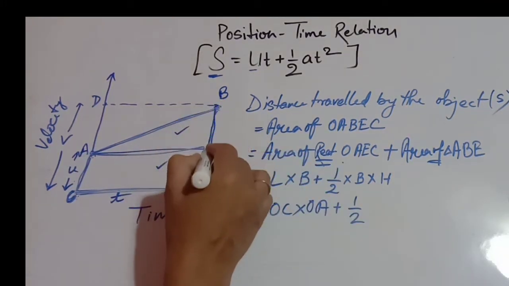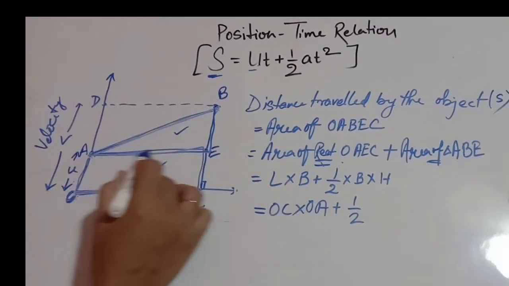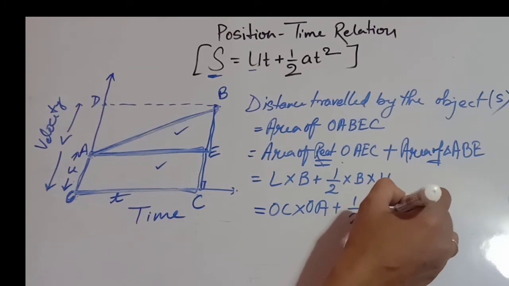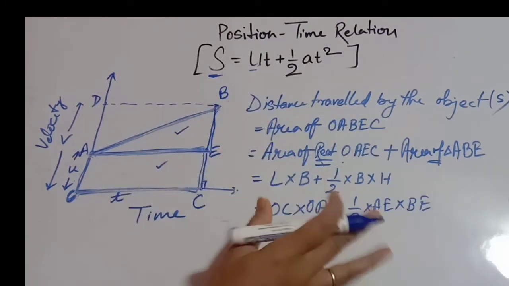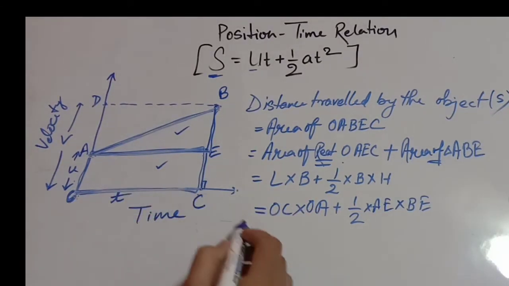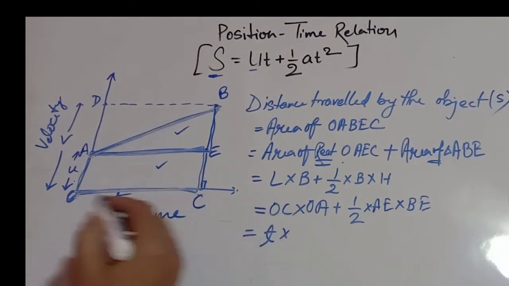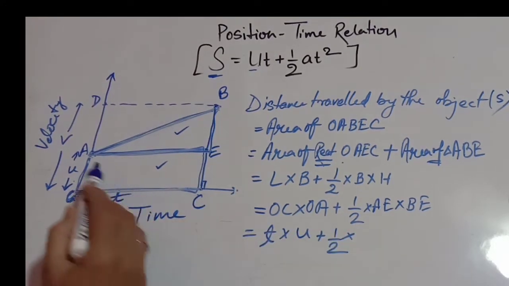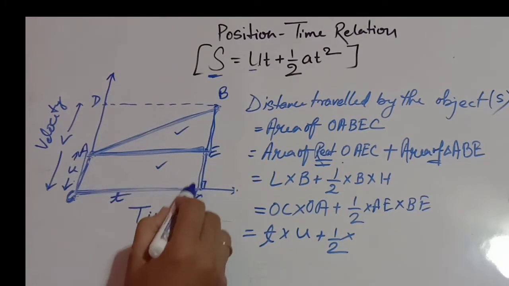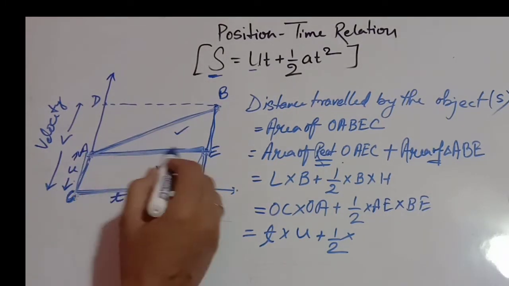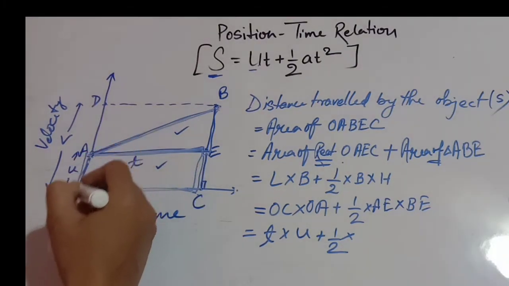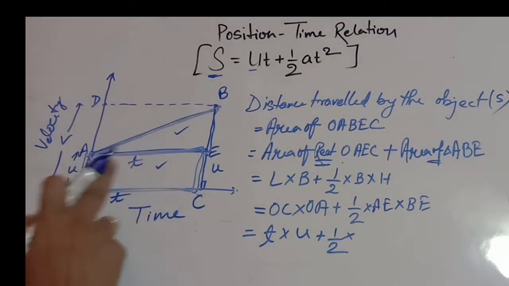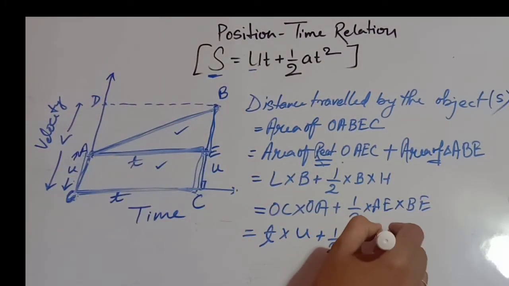Come to the triangle part. In this triangle, base AE and height BE: AE into BE. Now put the values here. Length OC is t. OA is u, plus 1 by 2. What is the value of AE? If this is a rectangle and this part is t, then this part is also t. If this part is u, then EC is also u. So in place of AE we can write t into BE.